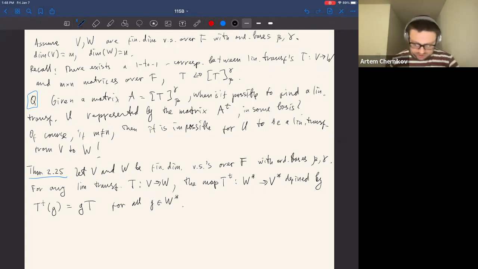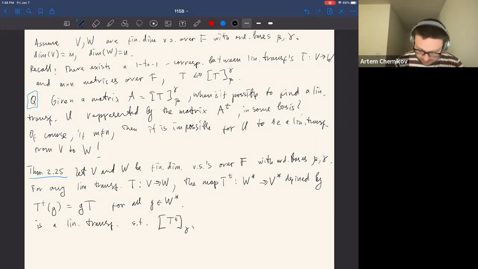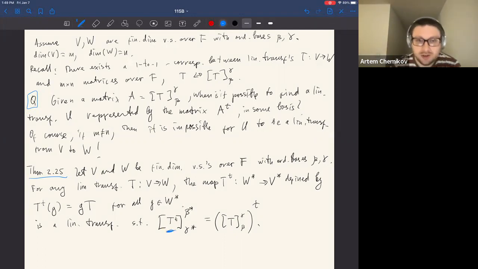And the claim is that the map T^t defined like this is a linear transformation such that, moreover, if we look at the matrix representing this new linear transformation T^t, T transpose, with respect to the dual bases, gamma star and beta star, then this is the same as looking at the matrix representing T itself in the bases beta and gamma and taking the transposition of this matrix. So on the right, we are taking the transposition of the matrix, but on the left, we have found a new linear transformation whose matrix is exactly the transpose of the matrix on the right. This expands even further the correspondence between operations on matrices and on linear transformations. But here we are forced to pass to dual spaces for this to work.